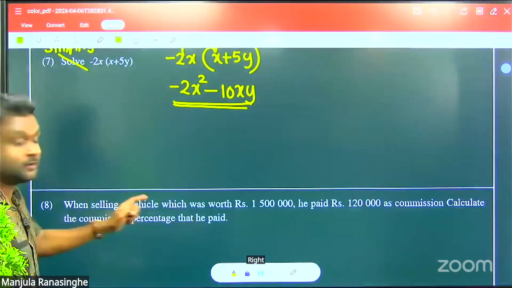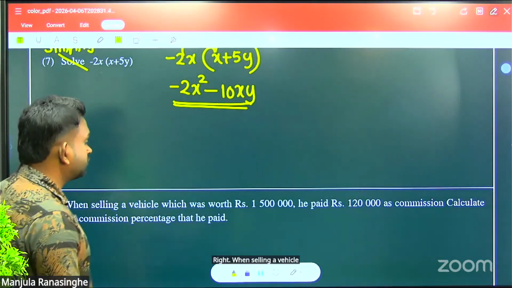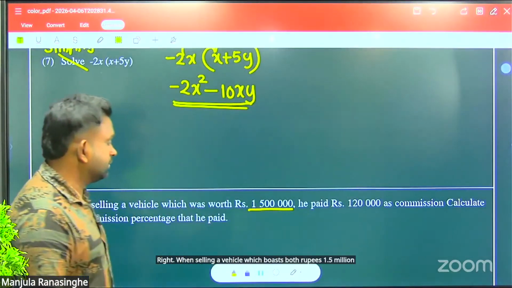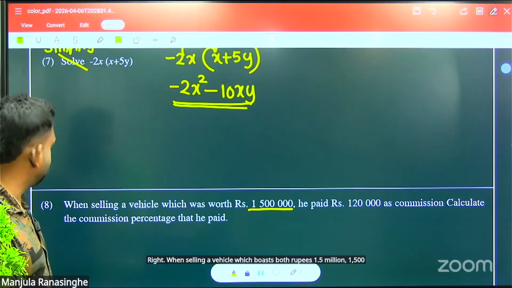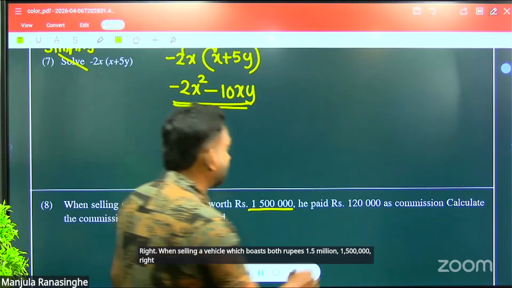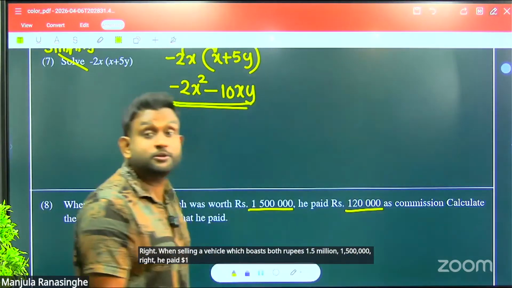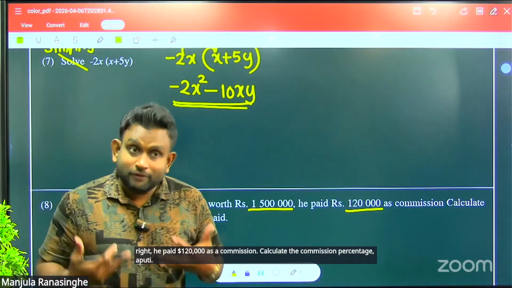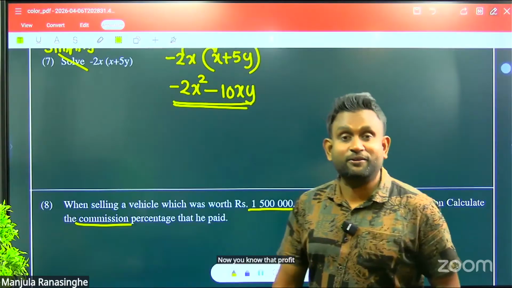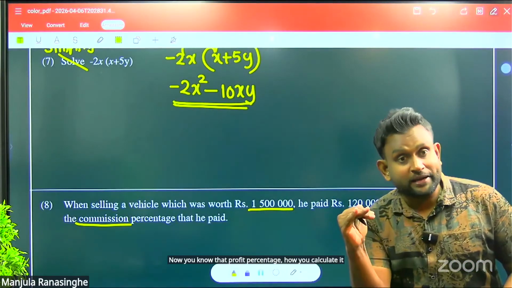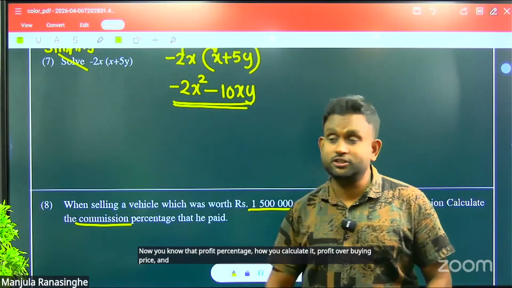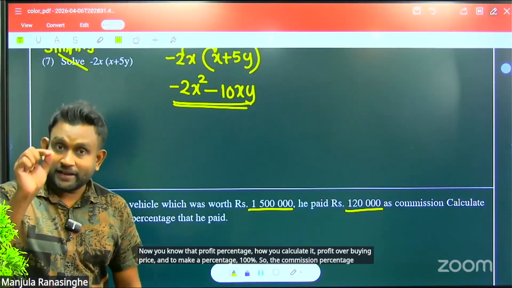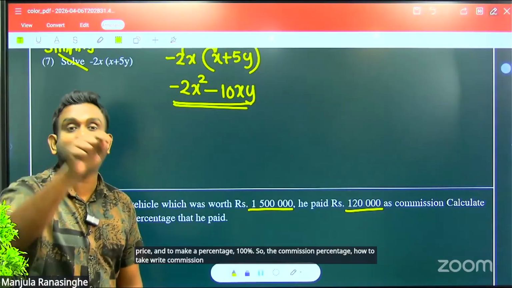When selling a vehicle which was worth rupees 1.5 million, 1,500,000, he paid 120,000 as a commission. Calculate the commission percentage. Now you know that for profit percentage, you calculated profit over buying price, and to make a percentage, multiplied by 100%. So the commission percentage: how to take? Write commission over the selling price.